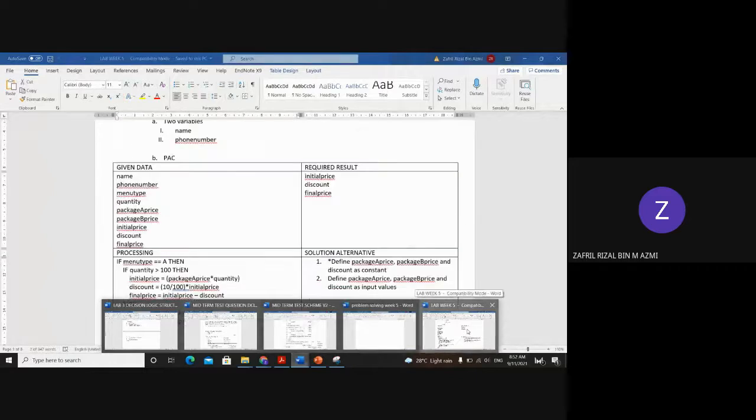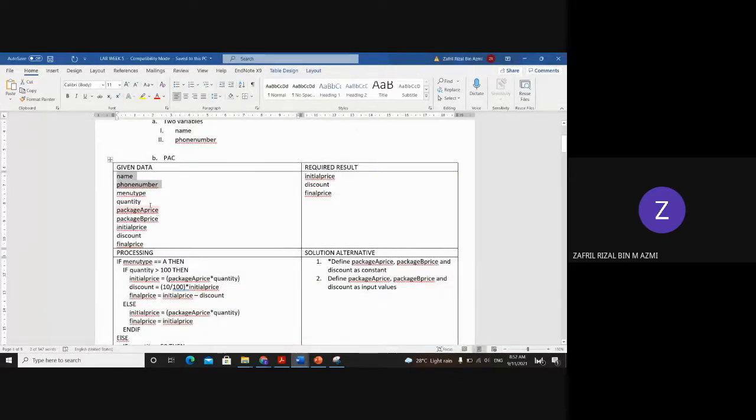Who was this just now? Naim. Okay, menu type, quantity. And then you have package A price. Alright, if you put it like this, it means you want the user to enter package A price, package B price.